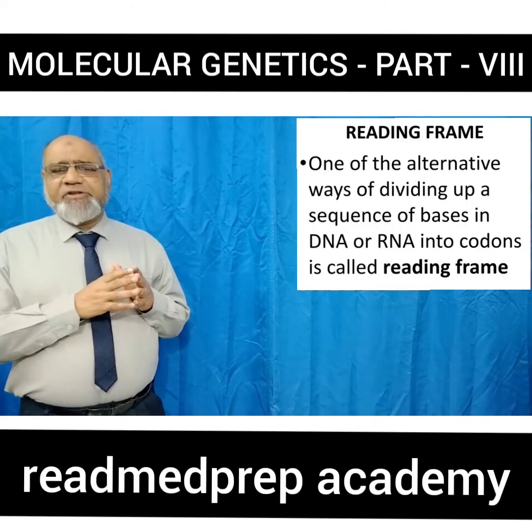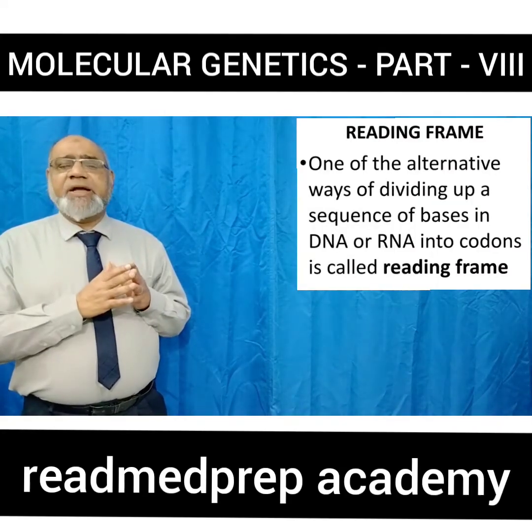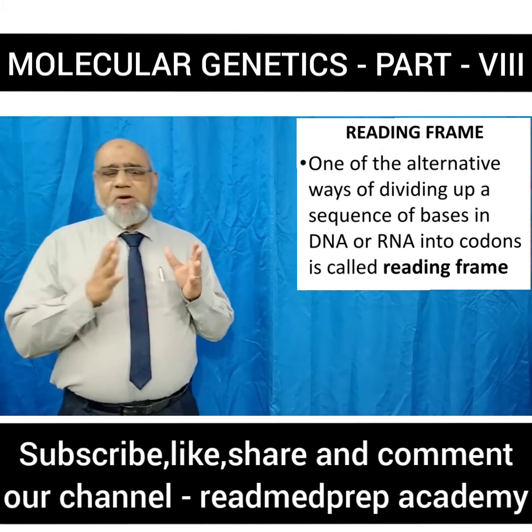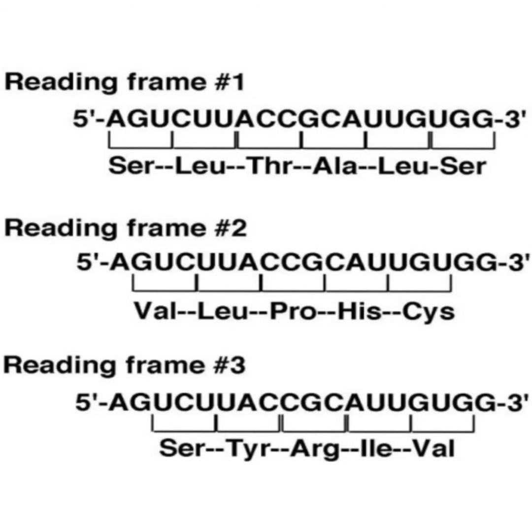Now, what is the reading frame? One of the alternative ways of dividing up a sequence of bases in DNA or RNA into codons is called the reading frame. Here you can see reading frame 1, where it goes from 5' to 3'. Each codon, the three nitrogenous bases, codes for a specific amino acid. For example, AGU codes for serine, CUU codes for leucine, ACC codes for threonine, GCA codes for alanine, UUG codes for leucine, UGG codes for serine.